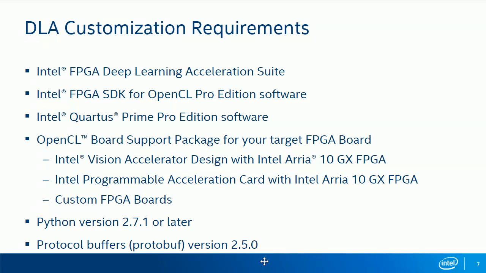If you have a custom board, you'll need to create the custom board OpenCL board support package. You also need the Quartus Prime Pro Edition software. This software is used to compile and generate the FPGA bitstream. The exact version depends on the OpenCL board support package requirements. Check the DLA Compile and Customization Guide referenced at the end of this presentation for details. Lastly, some other support software needed are Python version 2.7.1 or later and Protocol Buffer version 2.5.0.